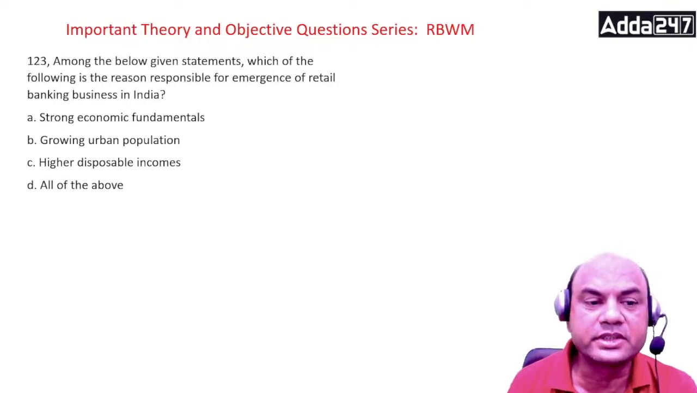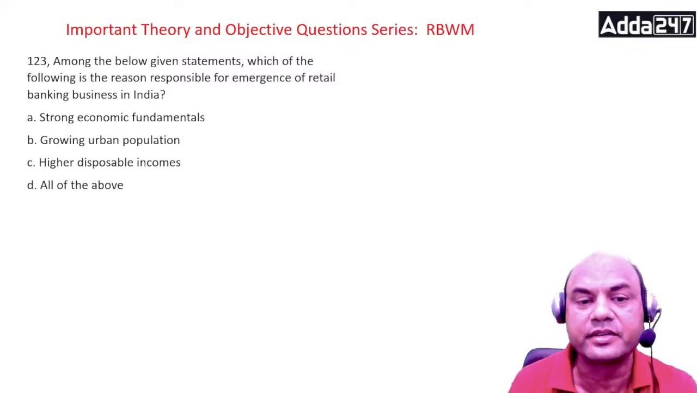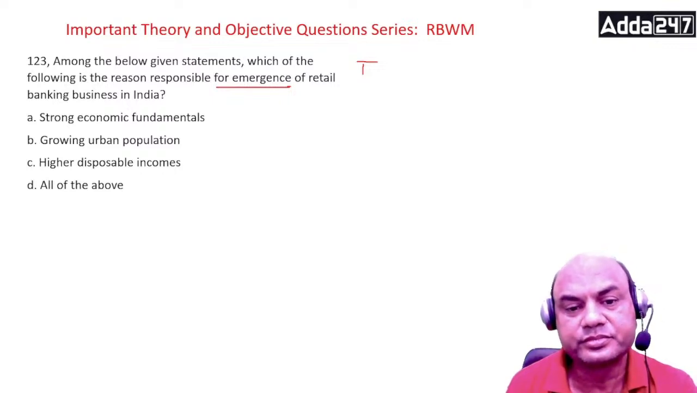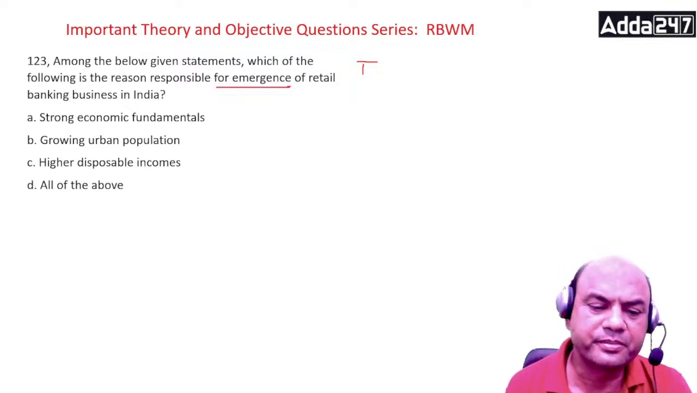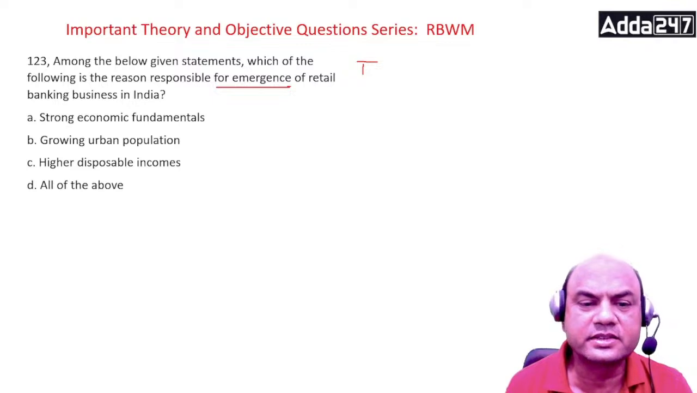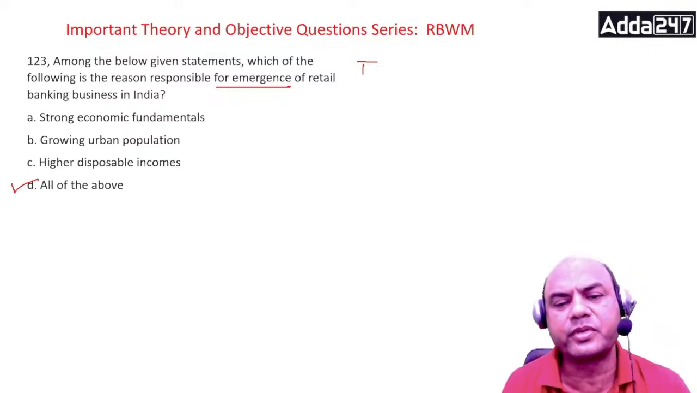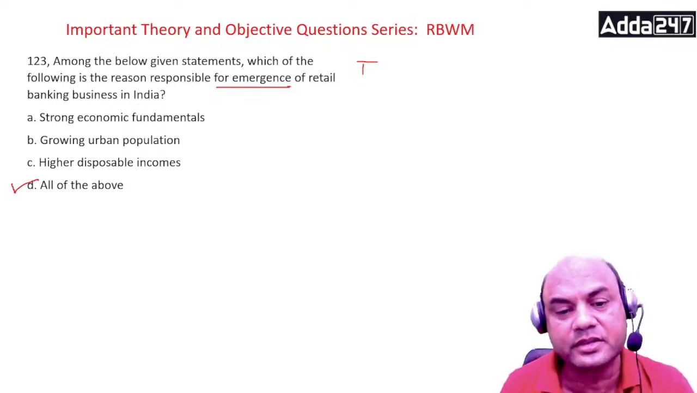Among the below given statements, which are the following reasons responsible for emergence of retail banking business in India? Emergence. Okay, so now you want true ones. Which of them are true? Socio-economic fundamentals, growing urban population, higher disposable incomes, and all of the above. Quite obvious, isn't it? The answer is quite obvious over here. The answer is correct, D. All of the above. Here, strong economic fundamentals, growing urban population, higher disposable income, rise in young population, right?